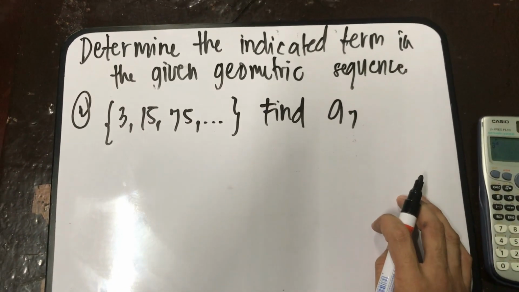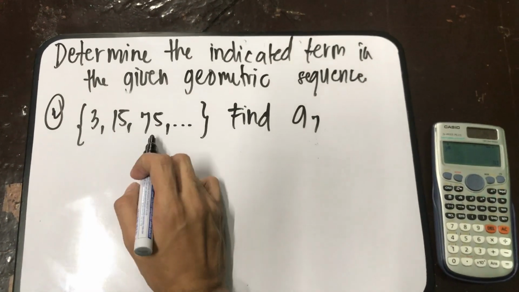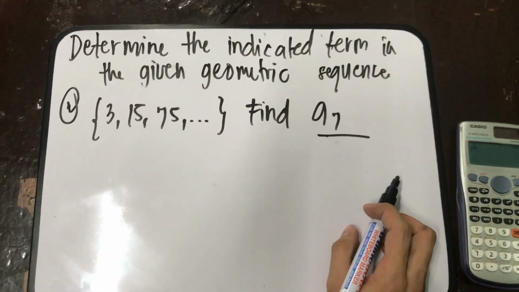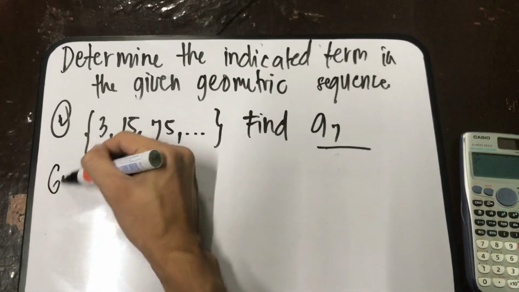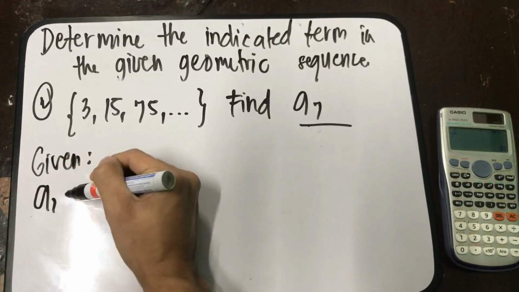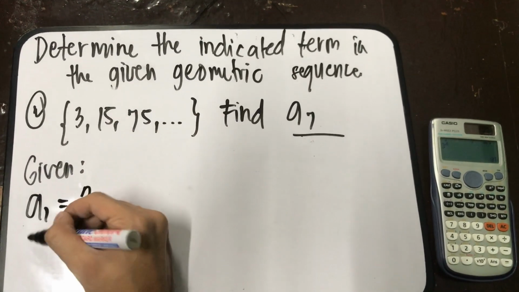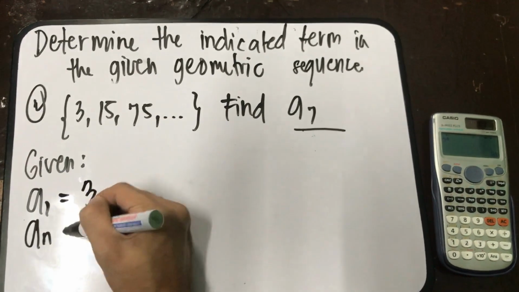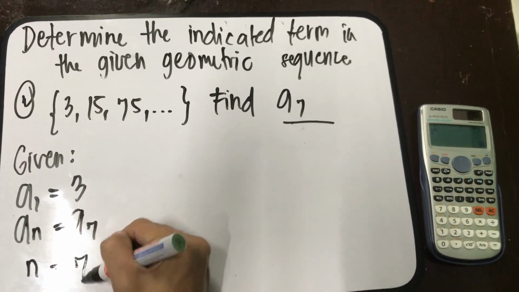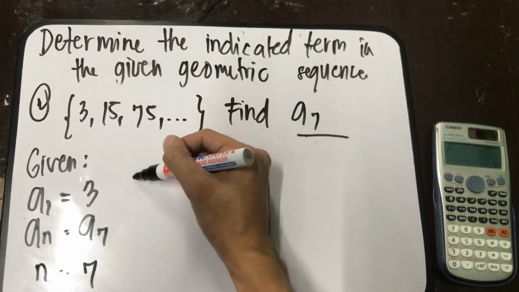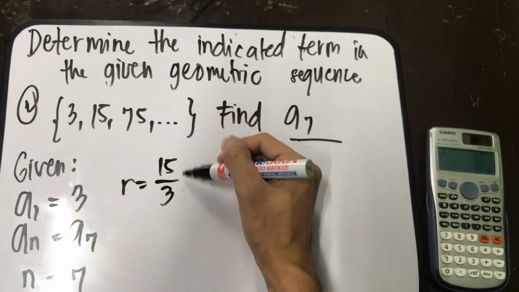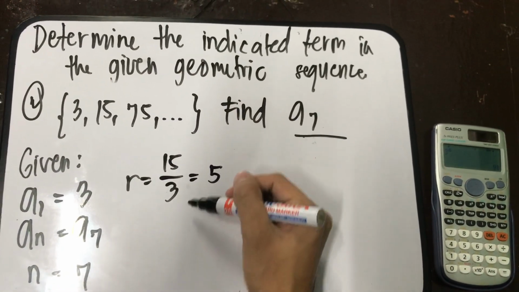Okay, so let's have another example. We have 3, 15, and 75, and we're going to find the seventh term, or a sub 7. Again, let's identify first our given on this geometric sequence. Our first term, or a sub 1, is 3. The a sub n is a sub 7, n is 7, we are looking for the 7th term. And the common ratio is 15 over 3, second term divided by first term, that is 5.